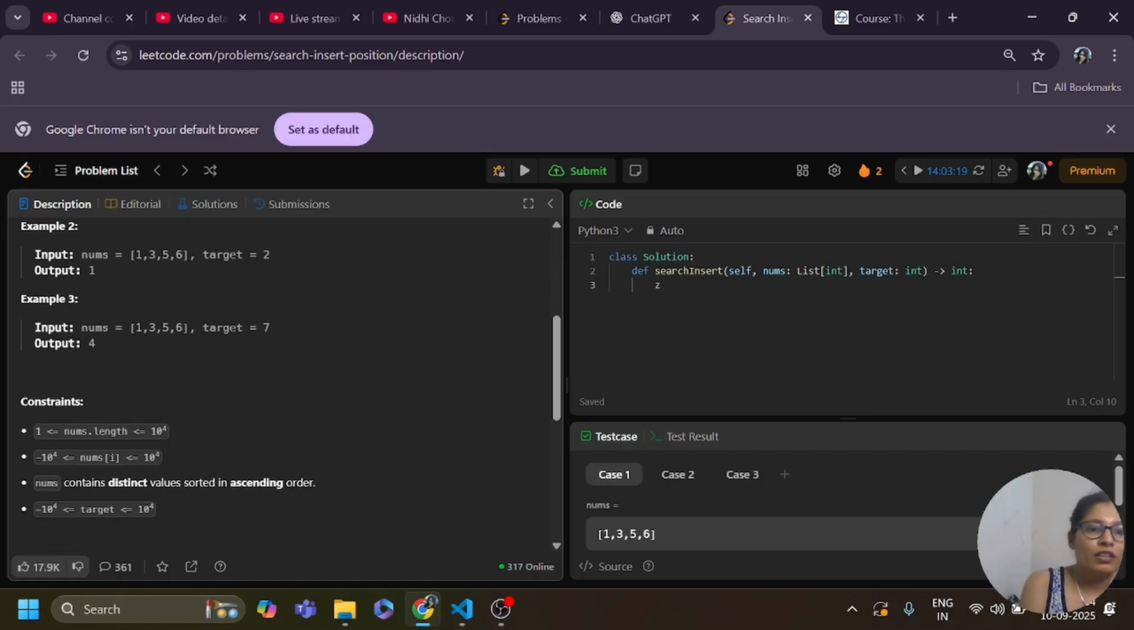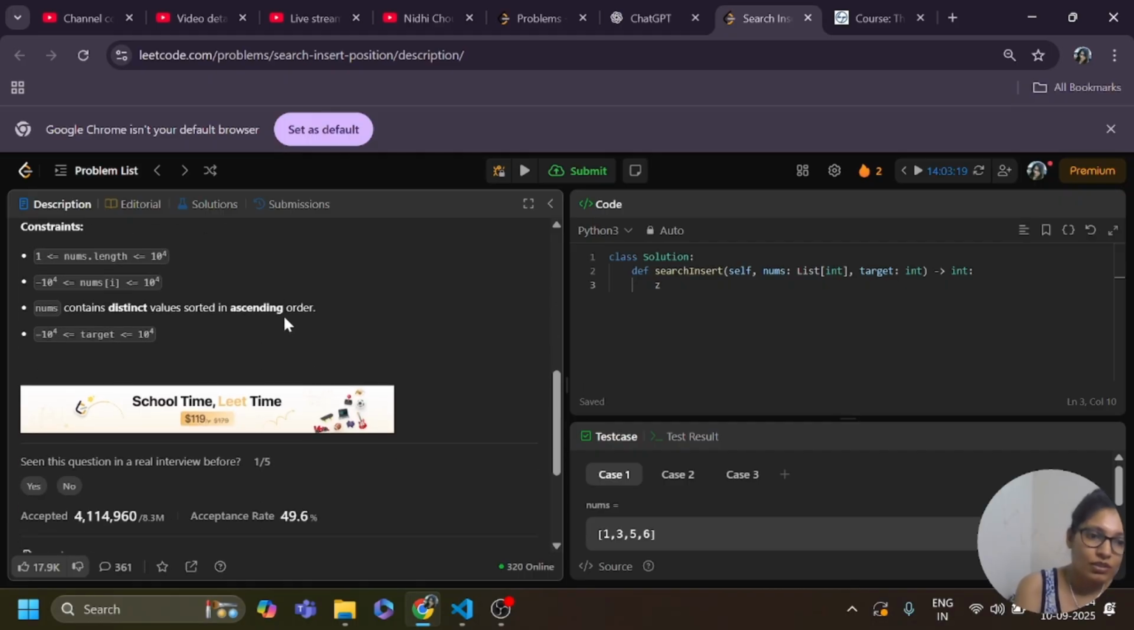Okay, here you can see another example. 1 2 3 5 6, target equals 7. So here we don't have any 7, so we need to return its index. There it would be after 6, so this is index 4. The target will be there. Okay, so here I need to write the logic.